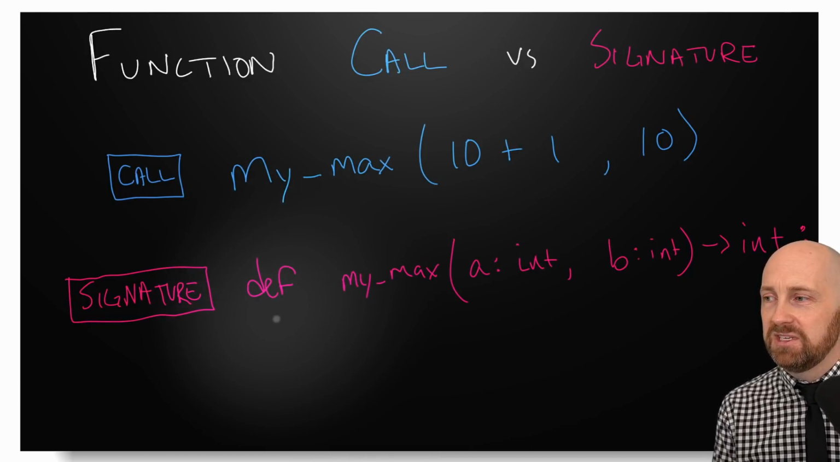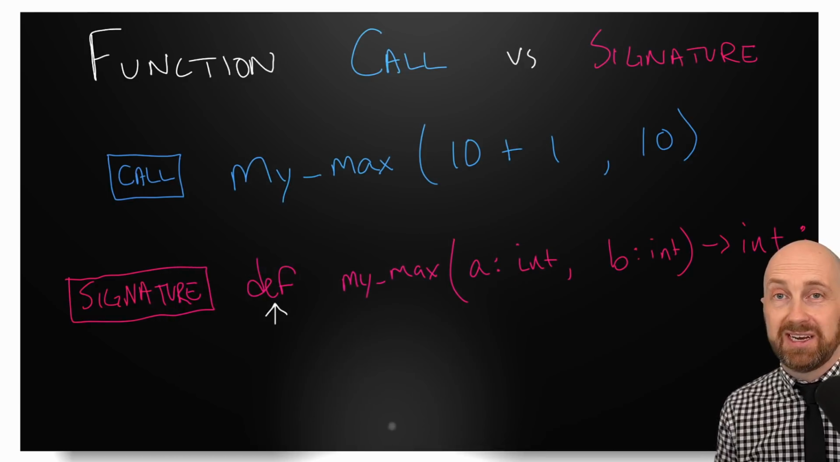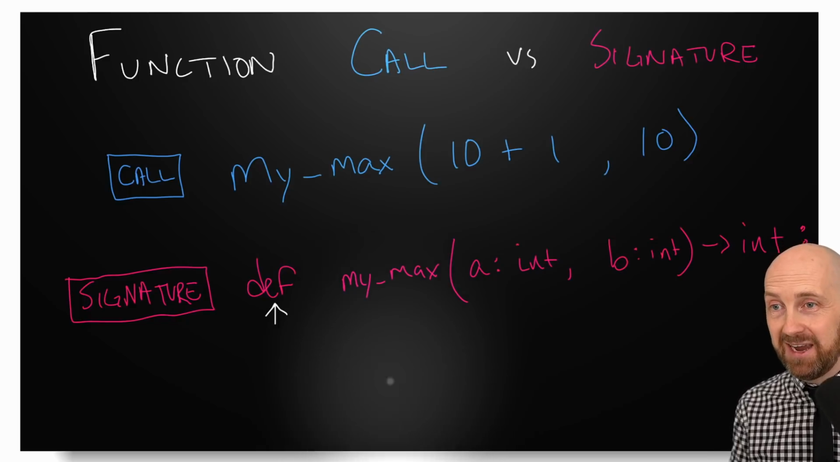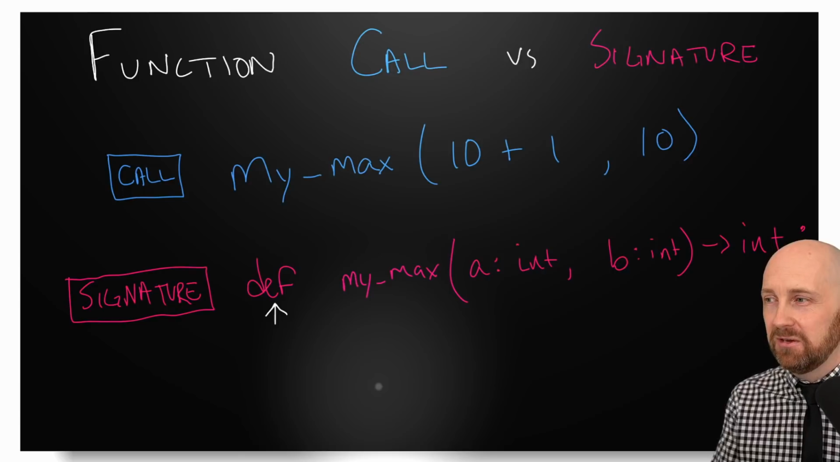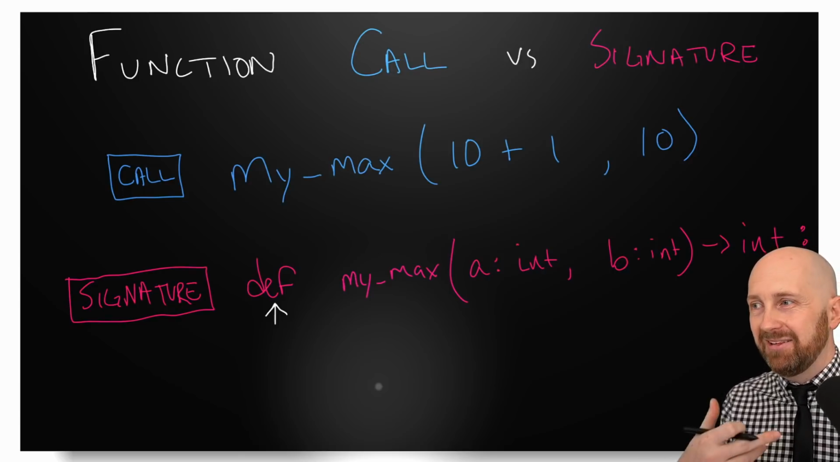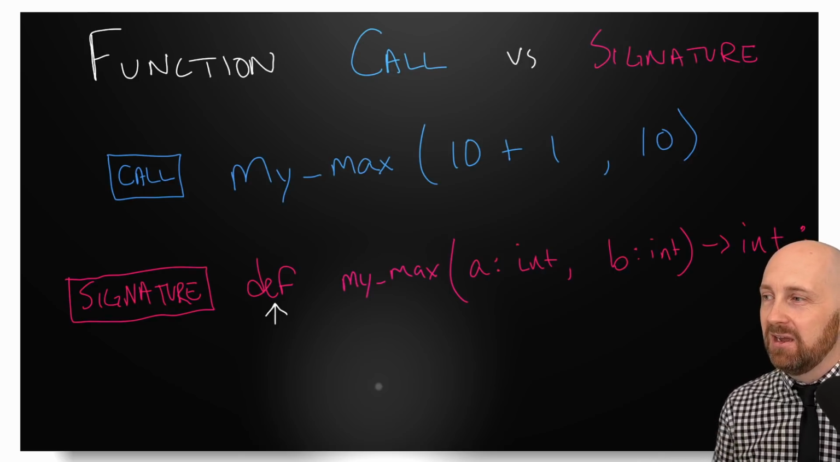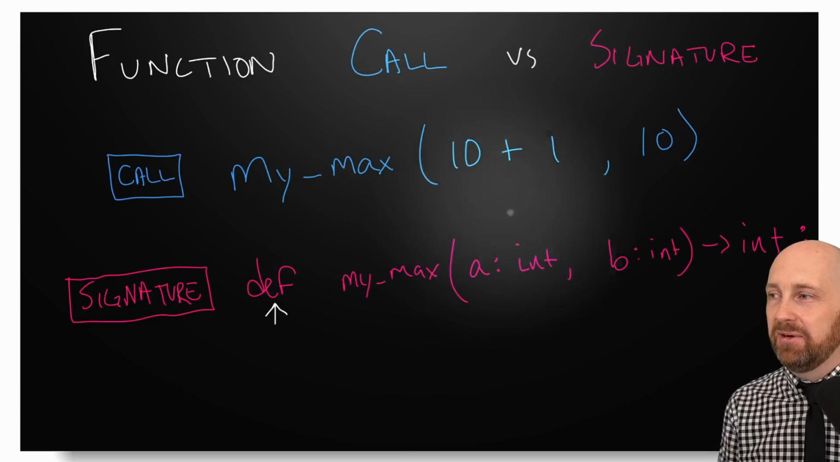One of the first things that you notice is different is only the signature is going to have this def keyword. This is when we're defining a function, right? And so that's one of the first clues that you'll have available to you to know that you're looking at a definition for a function rather than a call to a function. Because otherwise these look kind of similar, right?